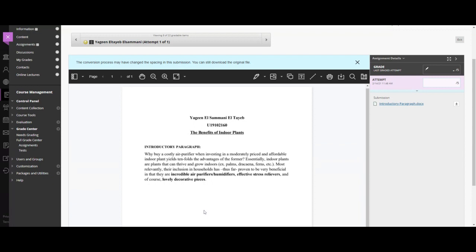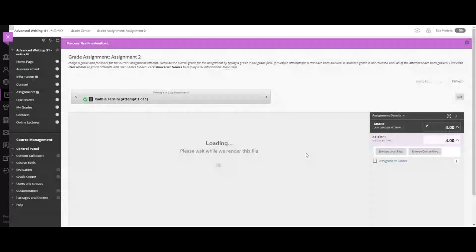Excellent. If you look at her thesis statement here, it's a direct thesis statement. I think this is the second attempt for Yaqeen, because I read that before and I gave her some suggestions. So if we look at the second attempt here, it's very excellent. So she will have 5 out of 5, right?